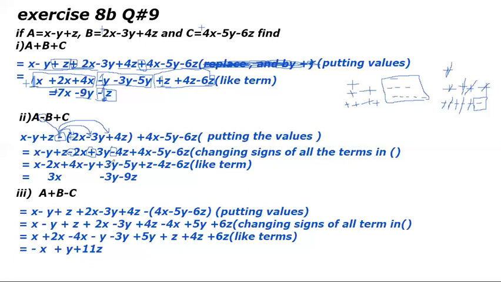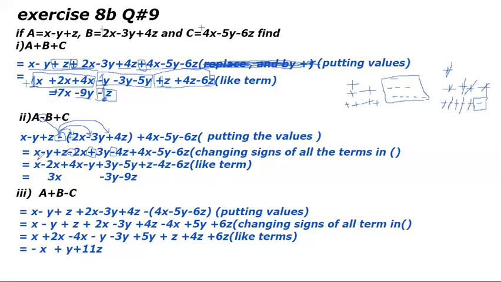Now I will move towards the next step. I think I have given you a very good amount of explanation for this step. Now I will move towards the next step. In the next step, like the previous question, I will collect the like terms. Okay, what are the like terms? The terms with the same variables are called like terms. And what are the variables? X, Y, Z are called the variables.